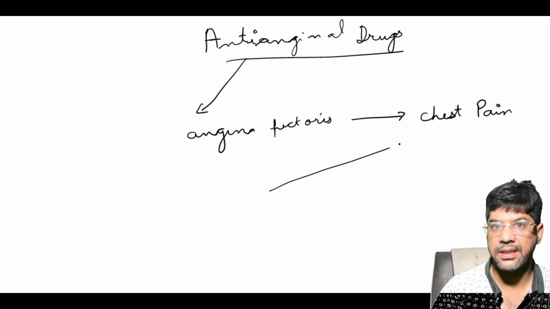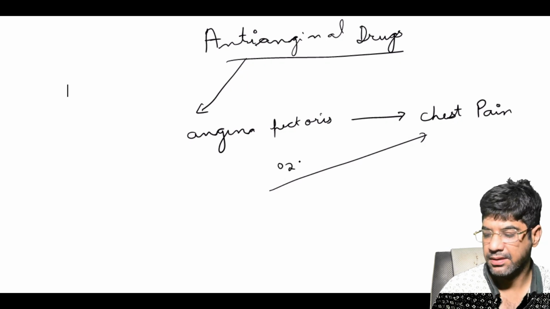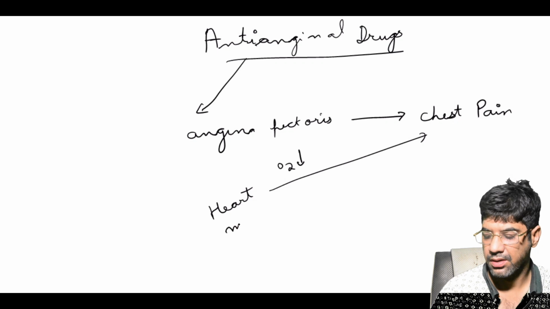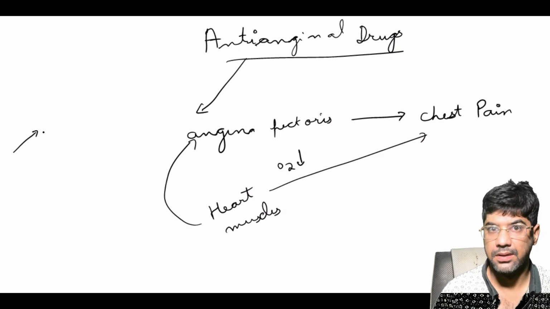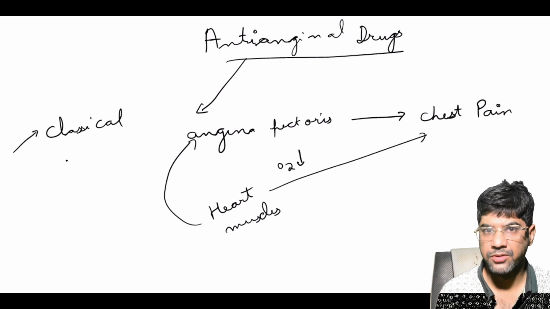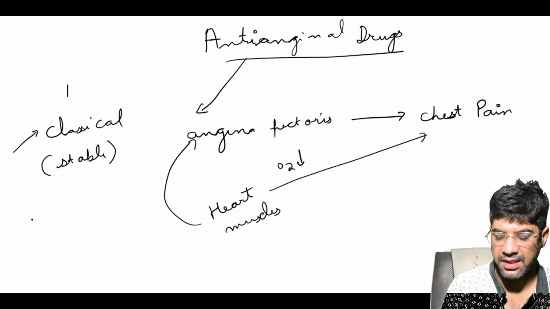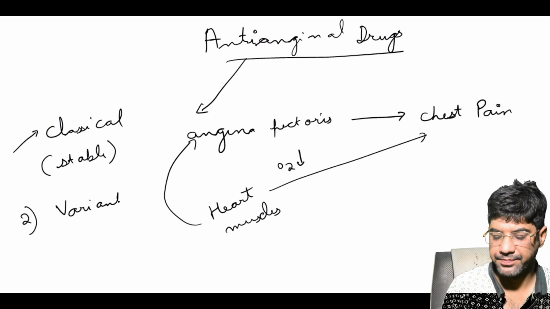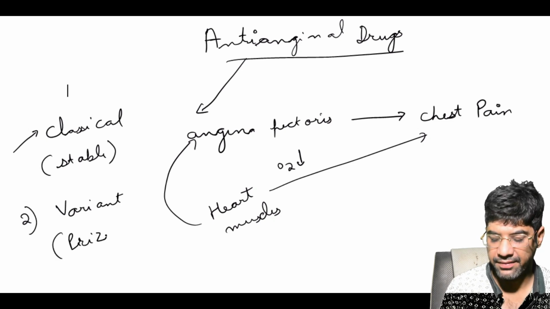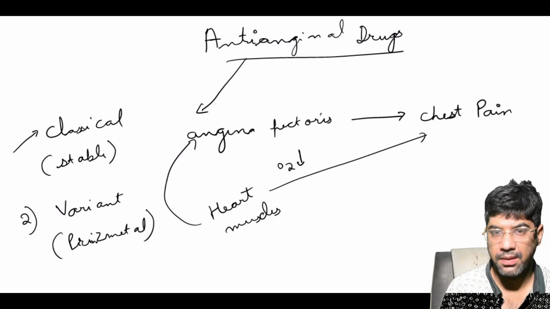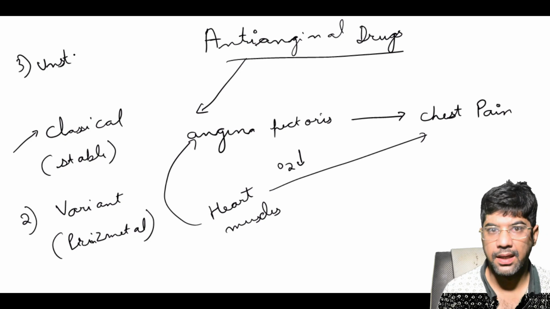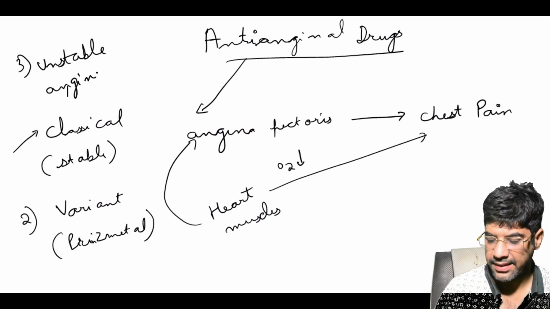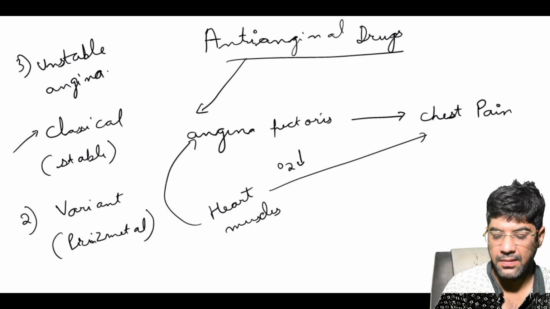Angina pectoris is a condition that is characterized by chest pain that occurs due to the reduced supply of oxygen to the heart muscles. There are two principal forms of angina pectoris. One is the classical form, that is stable angina, and the other is the variant form, that is known as Prinzmetal angina. Additionally, there is a third form, the unstable angina.